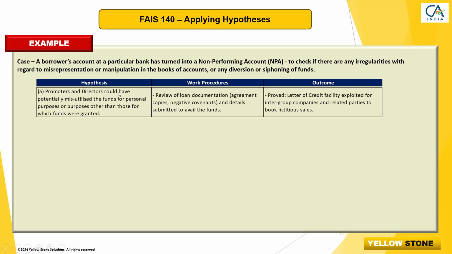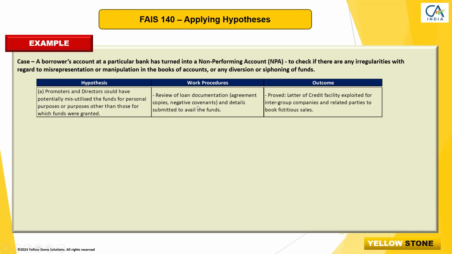The first case: the promoters and directors could have potentially, and over here, try to use this language in your personal cases if you come across them, misused the funds for personal purposes or purposes other than those for which funds were granted. So they are saying that the promoters and directors would have siphoned off this money for their personal consumption. The work procedure is review of loan documentation, agreement copies, negative covenants, and details submitted to avail the funds.